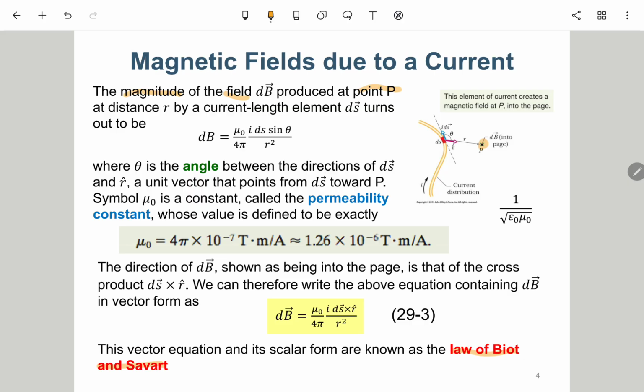For a current, it will generate a B field in the whole space, but every time we can only calculate the B field at a point. After finishing one point, we can of course calculate another point, and so on. The B field is a vector field, so it exists for the whole space, but at a certain moment we only care about a point P like this. At a distance r from the current length element ds, it turns out to be this expression.